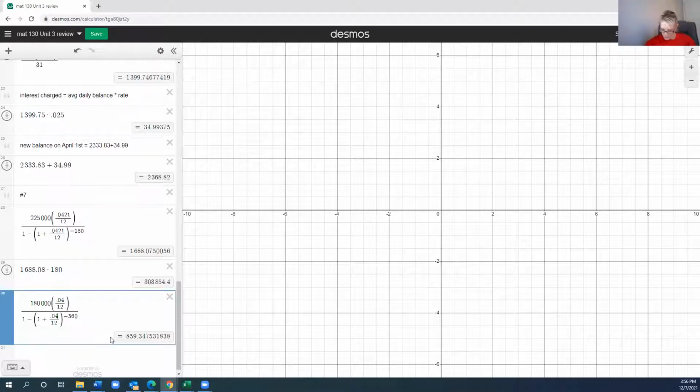Okay. So it looks like my monthly payment is $859.35. So it's definitely less. It's almost half because I am taking twice as long to pay it. But I did put that down payment.